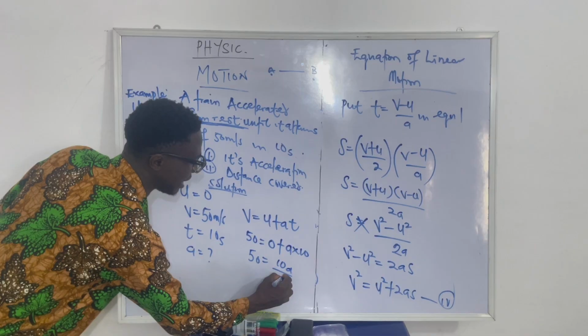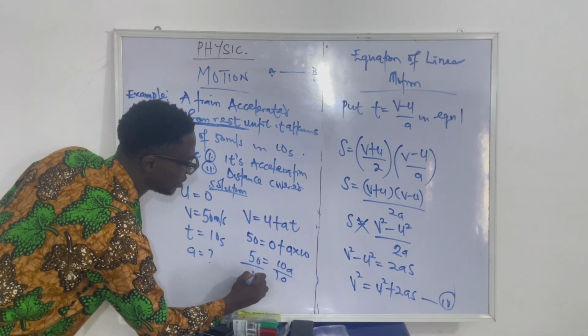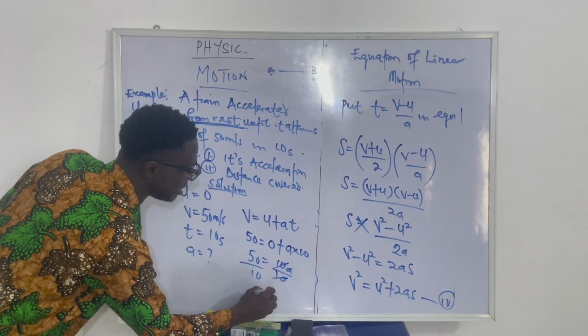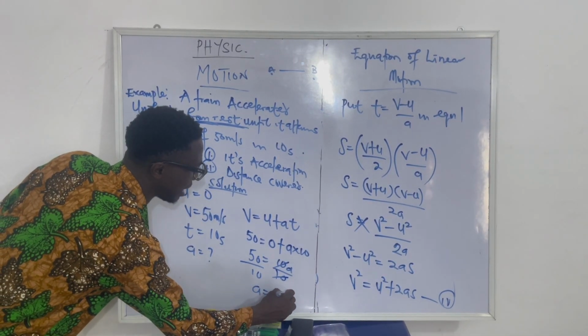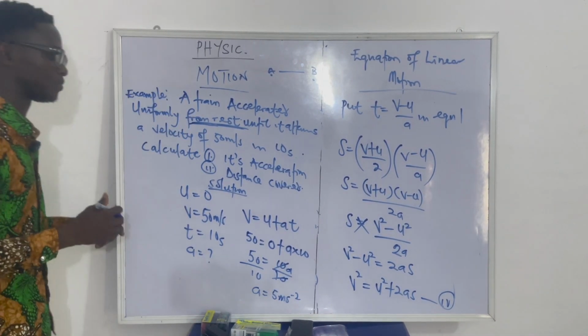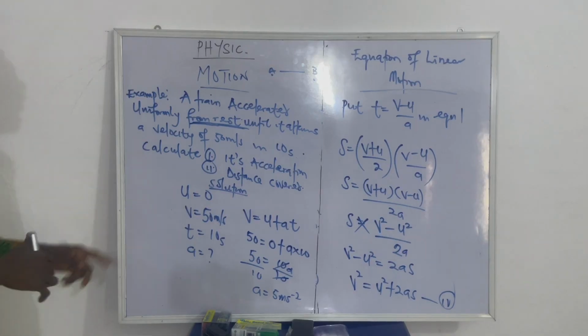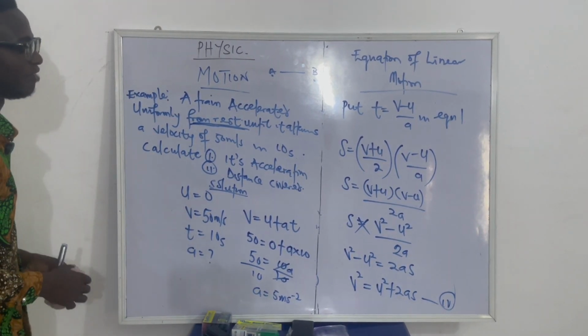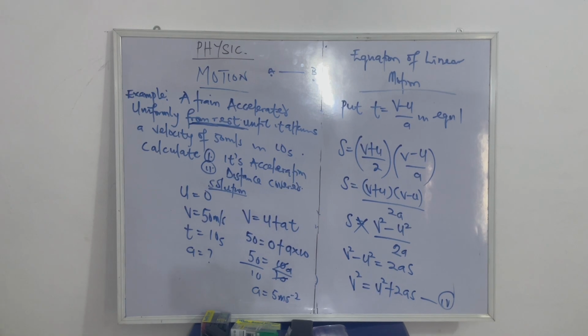Divide both sides by 10. Which simply means that acceleration is now what? 5 meters per second square. Are we together? Acceleration of the body, of the train rather, equals 5 meters per second square.